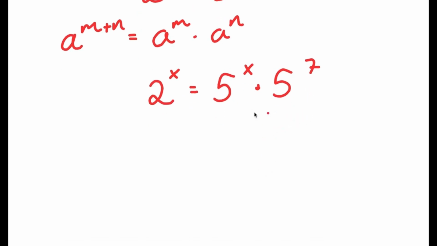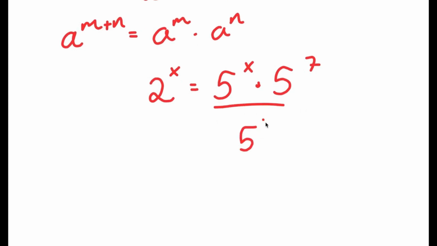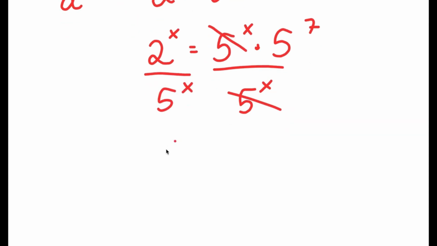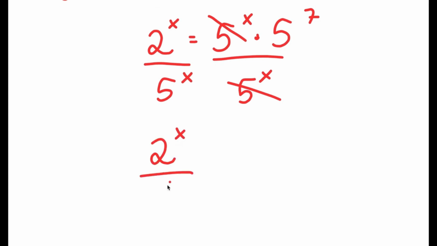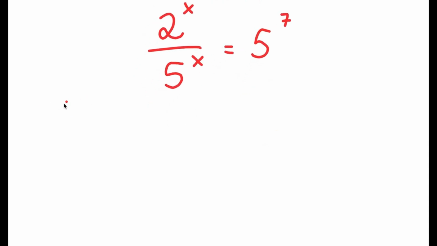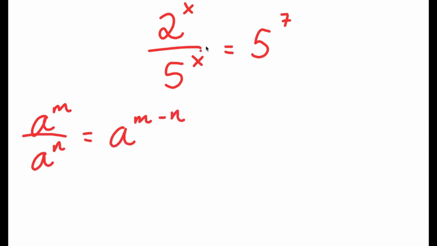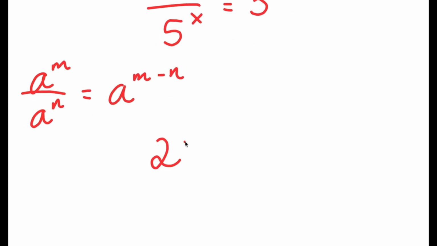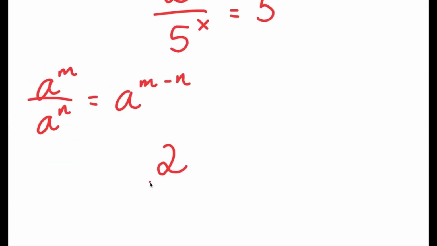And now, from here, I'm going to divide both sides by 5 to the power of x. So then these two cancel out, and I get 2 to the power of x over 5 to the power of x is equal to 5 to the power of 7. Now from here, an important property of exponents is that if I have something in the form a to the power of m over a to the power of n, this is equal to a to the power of m minus n. So 2 to the power of x over 5 to the power of x is equal to 2 over 5.